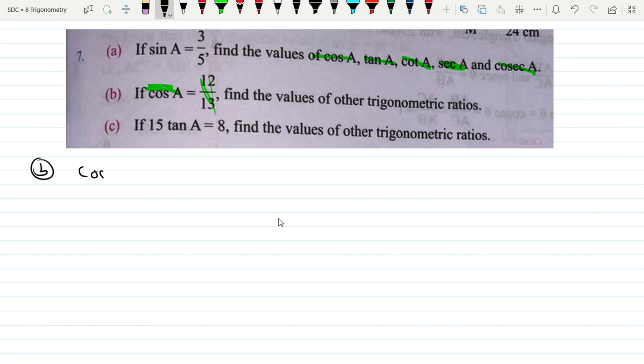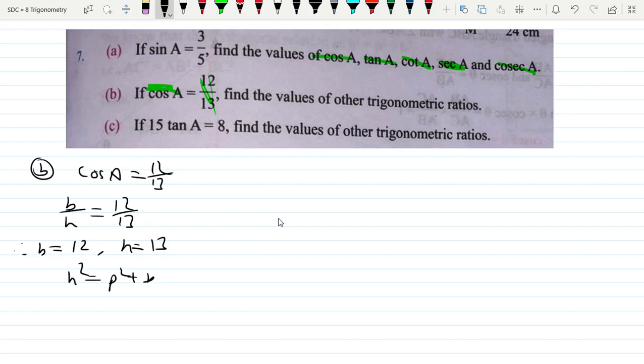Here we have cos A equal to 12 by 13. It's base by hypotenuse, so base by hypotenuse is 12 by 13. It means base is 12 and hypotenuse is 13. Now we don't have perpendicular here, so that we have to find first. So we use the Pythagoras theorem, h square equal to p square plus b square. Hypotenuse we already have, that is 13. So 13 square. Perpendicular we need to find.